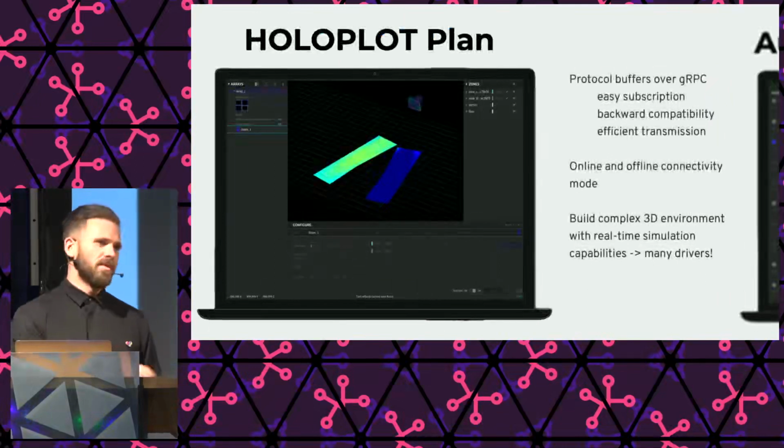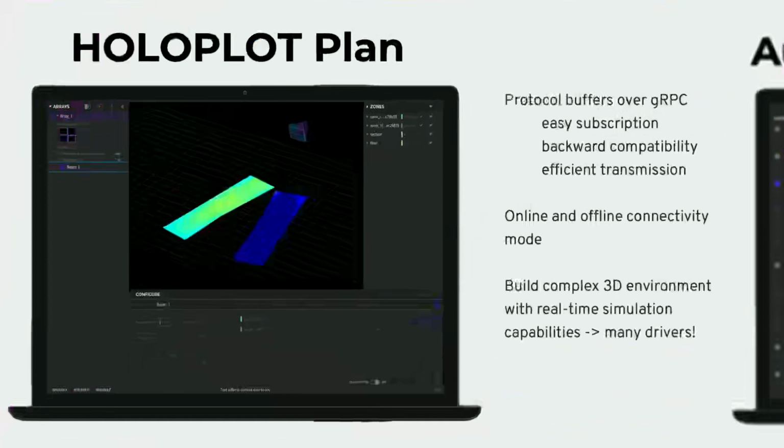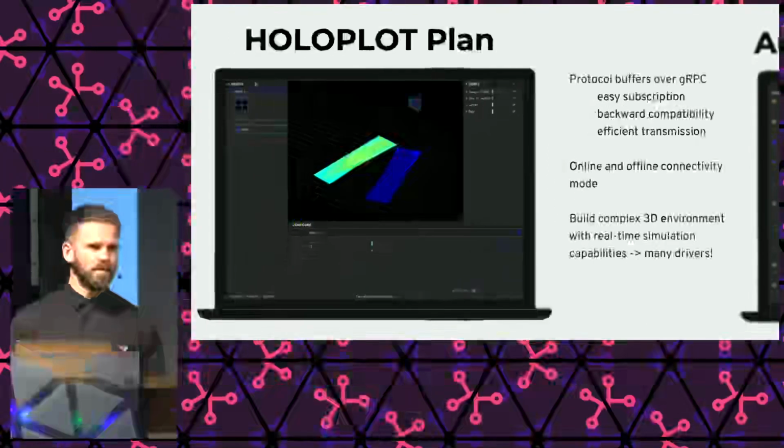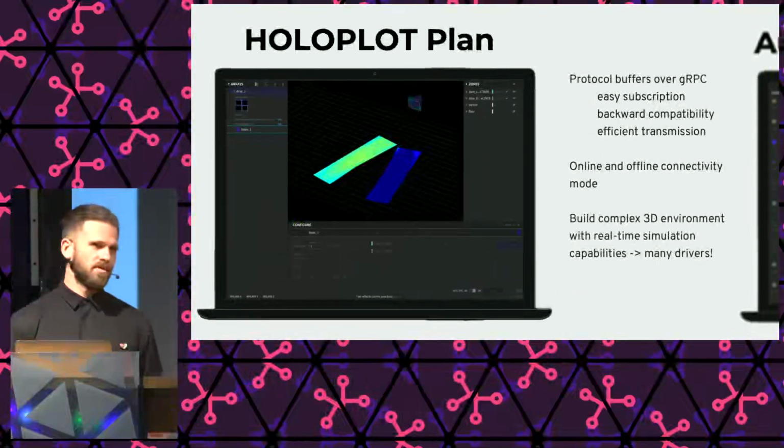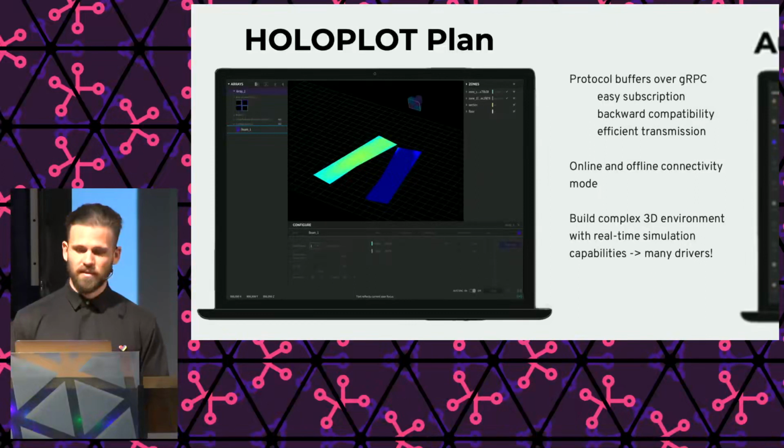Now I would like to zoom in on each of these components to give a little more information and detail. Holoplot Plan is in charge of configuring, optimizing, and simulating our matrix arrays. It builds online and offline functionalities, as I mentioned before, and it's built using protocol buffers over gRPC. That's a decision we made because of the easy subscription mechanism, the backwards compatibility it offers, and the efficient transmission of data to the controllers. It also builds a complex 3D environment that can do real-time simulation of our matrix arrays. And again, remember, any kind of simulation using as many transducers as are built into our systems is particularly challenging.